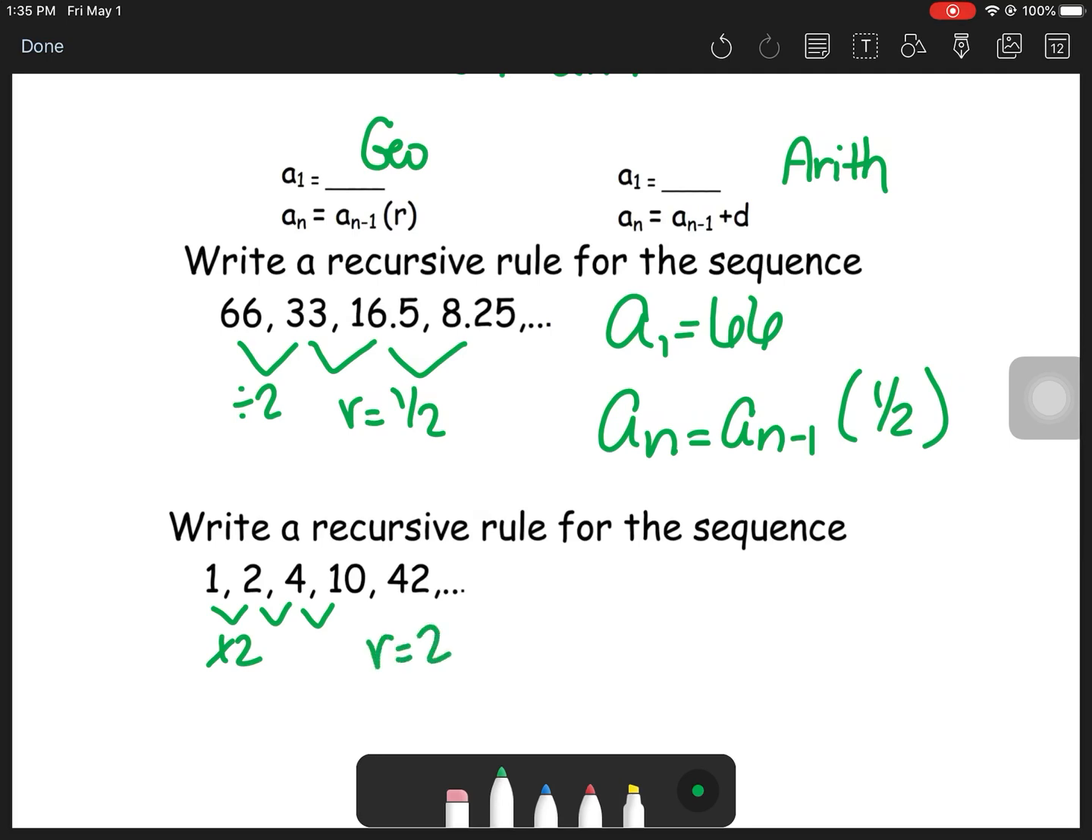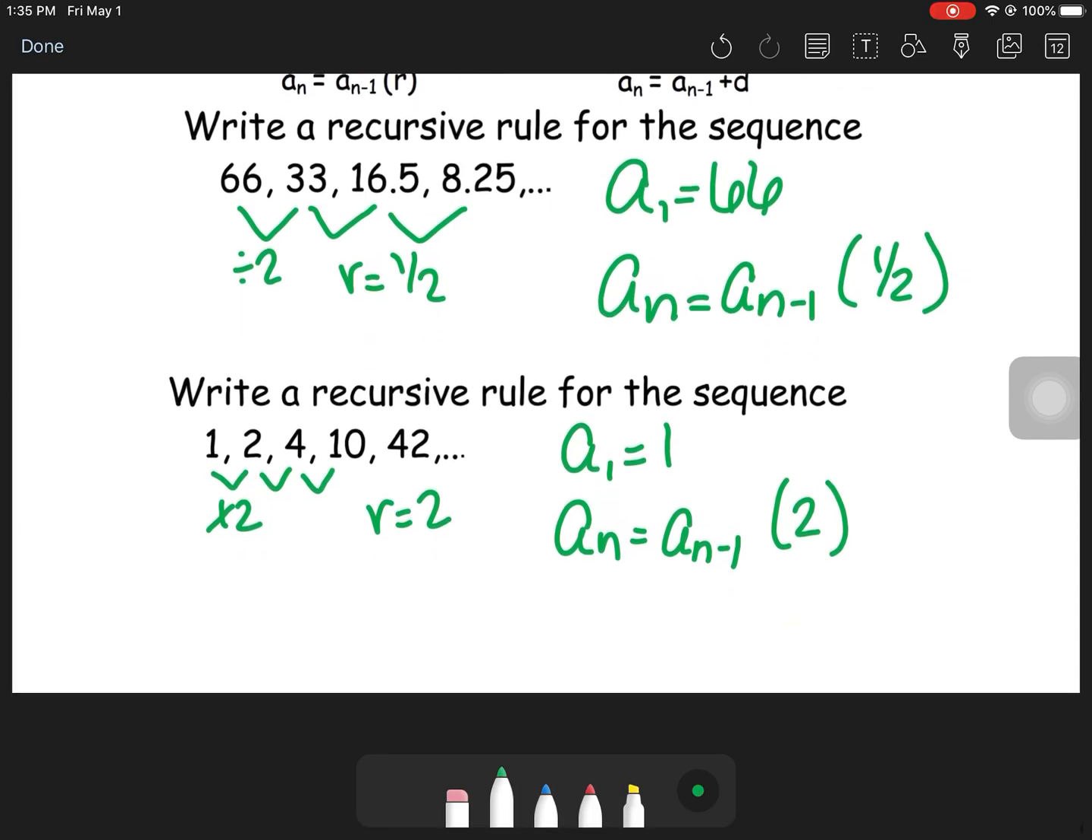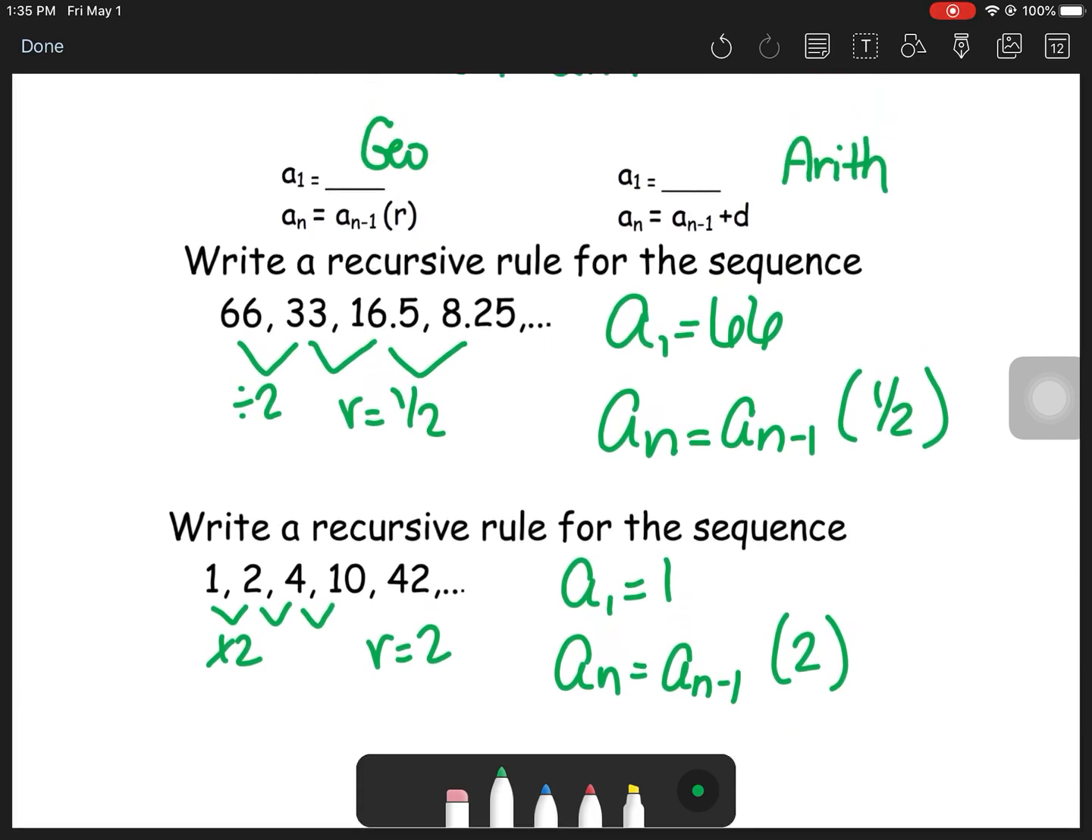So I am going to write the rule, and this one again is going to be geometric. So my first term is 1. The second part would be a sub n equals a sub n minus 1 times my rate, which is 2. All right, this is the recursive rule.